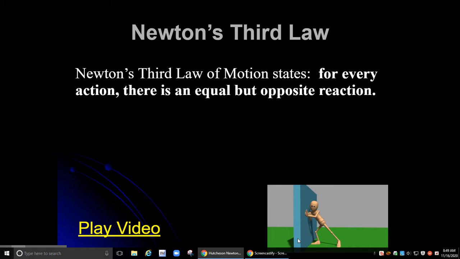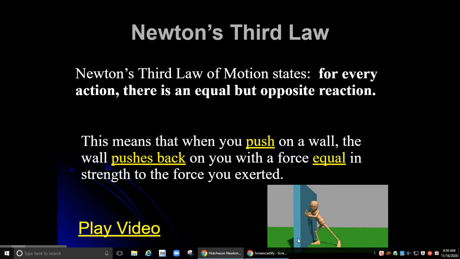Now, the reason that the wall doesn't move is because the man is not using enough force to overcome the wall's mass or inertia. And the reason that the man doesn't move is because the wall is not exerting enough force on the man to overcome his inertia. So in this situation, it would be a stalemate where neither object would move. So when you push on a wall and the wall pushes back on you with a force that is equal in strength to the force that you exerted on the wall.